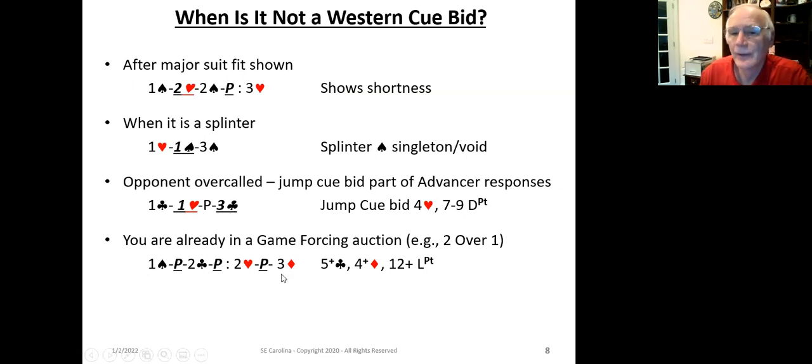What's 3 diamonds? 3 diamonds is a natural bid of the diamond suit, actually showing a responder reverse. The Western cuebid is off. And it's off here specifically because the opponents haven't bid anything. So it's not really a very good example. I left out the opponent interfering. Oh well, can't be perfect.